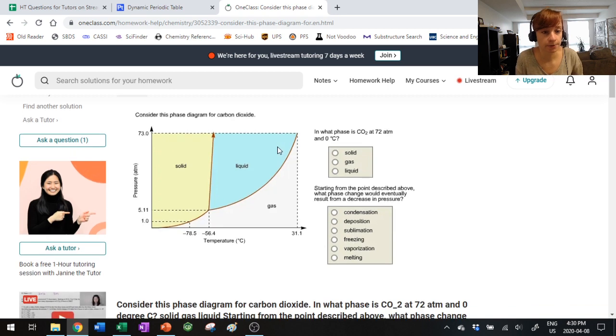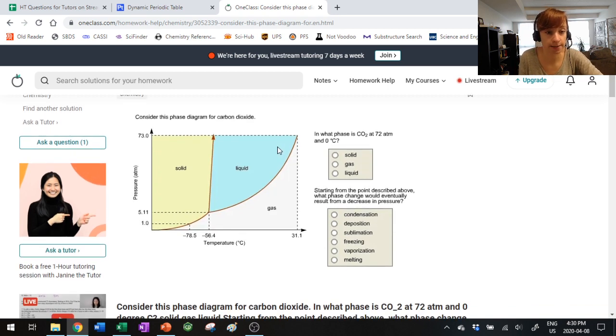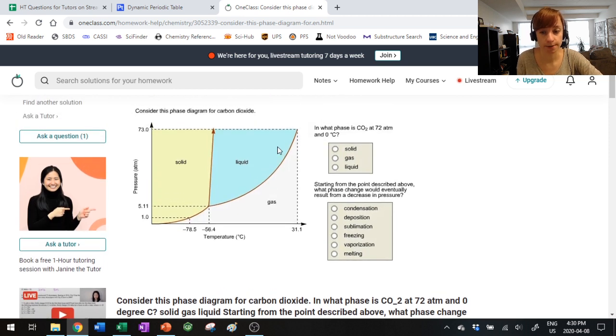So here the question is to consider this phase diagram for carbon dioxide. So a phase diagram is, on the y-axis is pressure, usually in atmospheres, and on the x-axis is temperature. So in this case it's written in degrees Celsius, sometimes it's in Kelvin. But what it shows is the temperature and pressure at which a molecule is in all 3 of the phases. So what temperature and pressure it is to be solid, liquid, and gas. And all of these lines show the transition between each state.